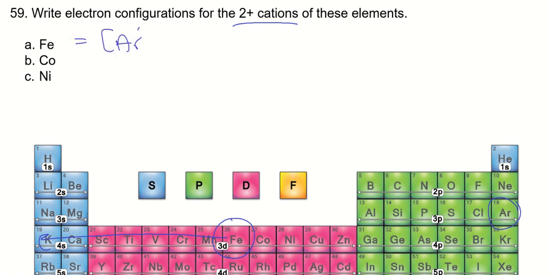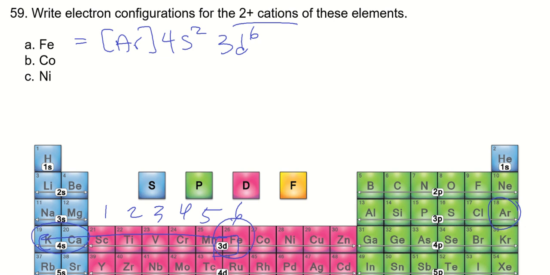Put that in brackets. And then the remaining, which includes the 4s block, which can hold two electrons, and it's 1, 2, 3, 4, 5, 6. It's the sixth position in the 3d block, so 3d6.